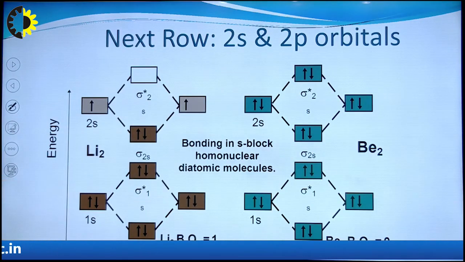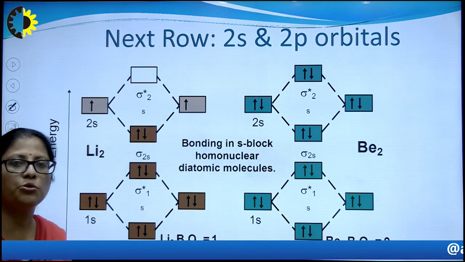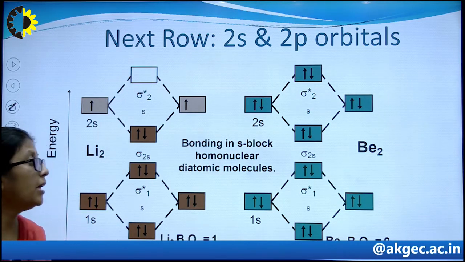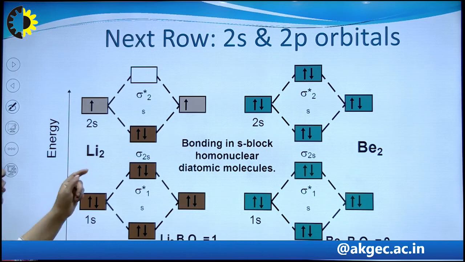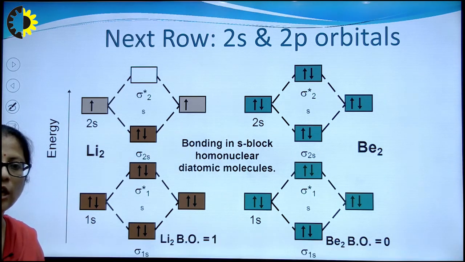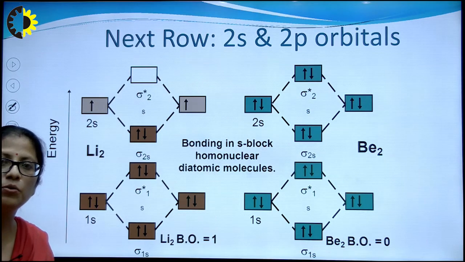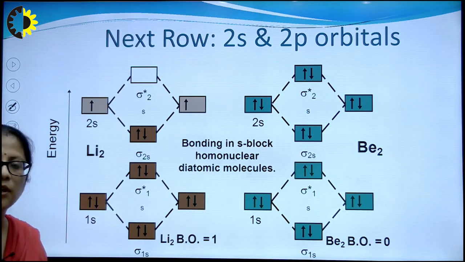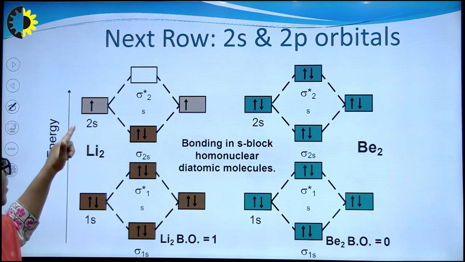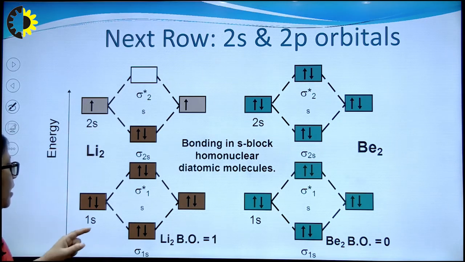Now, coming to the next row, that is the 2s and the 2p orbitals. So, the next molecule is Li2, the lithium molecule. The electronic configuration of lithium is 1s2, 2s1. So, there are 3 electrons in the atomic orbitals of lithium. So, this diagram depicts the lithium molecule.